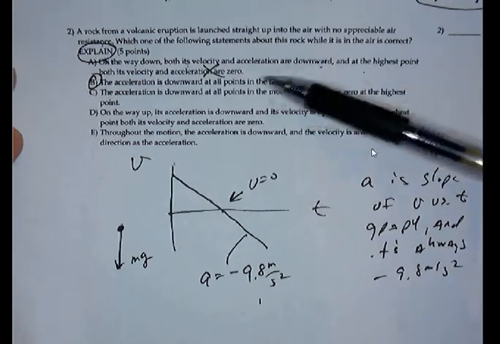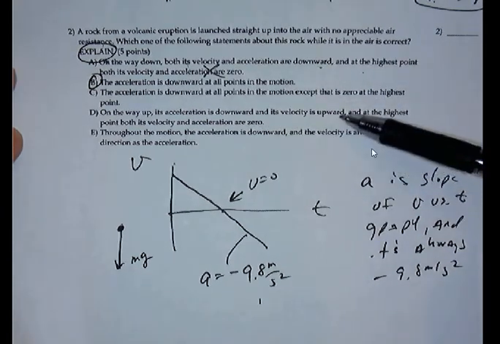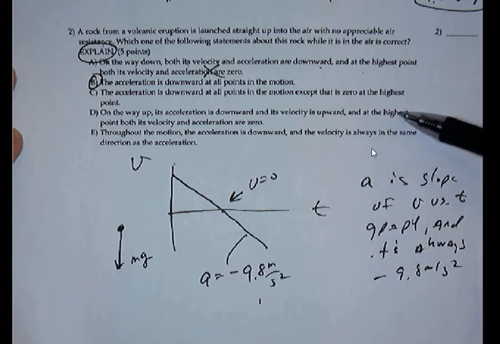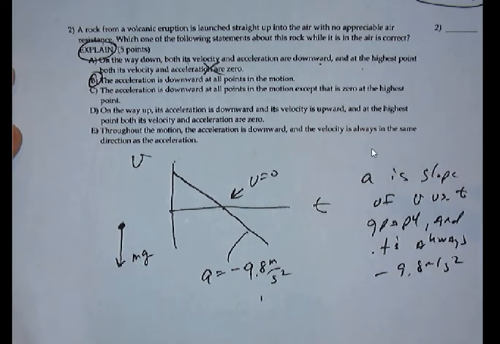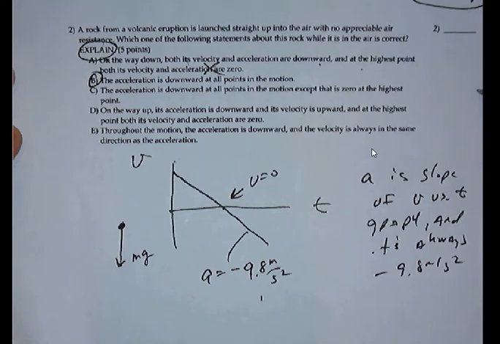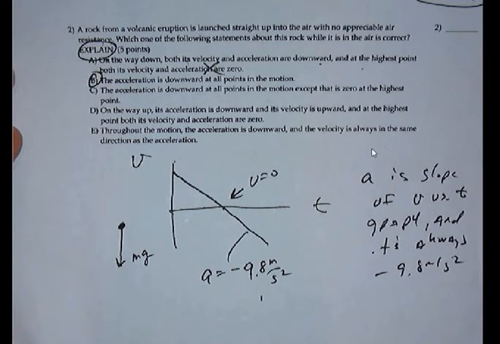Choice D, on the way up, acceleration is down, velocity is up. Okay, that's good. At the highest point, both velocity and acceleration are 0. Again, acceleration is not 0. Last one, throughout the motion, the acceleration is down, and the velocity is always in the same direction as the acceleration. So that's not true. On the way up, the velocity is up, the acceleration is down. Those are in opposite directions.